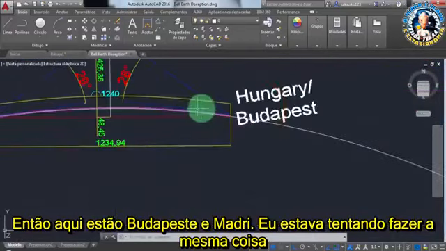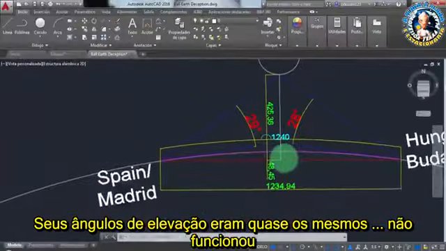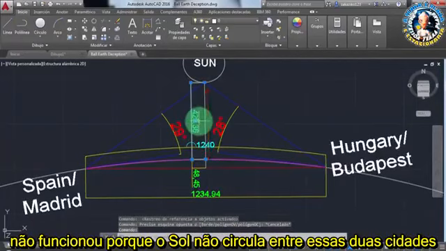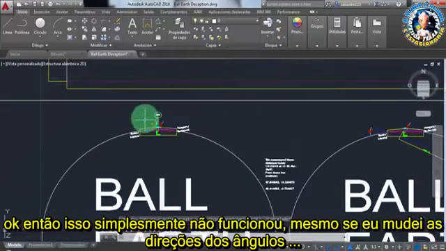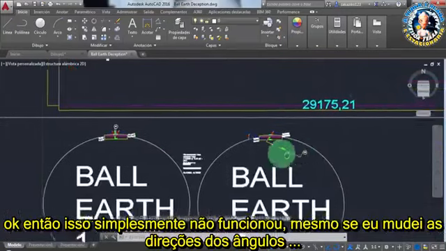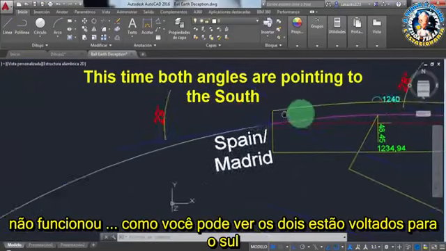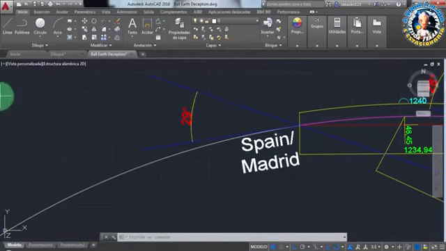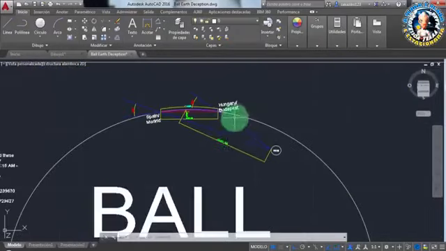So here are Budapest and Madrid. I was trying to do the same thing. Their elevation angles were almost the same. It didn't work. It didn't work because the sun doesn't circle between these two cities. Okay? So it just didn't work. Even if I changed the directions of the angles, it didn't work. As you can see, both of them are facing south. But the distance we got didn't make sense at all.